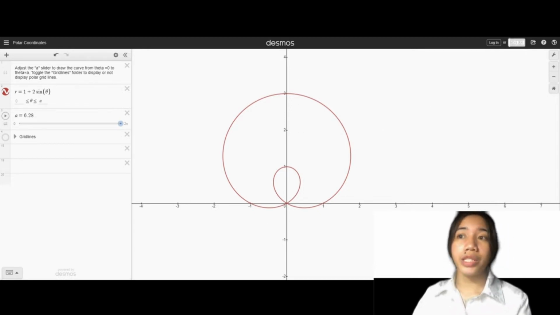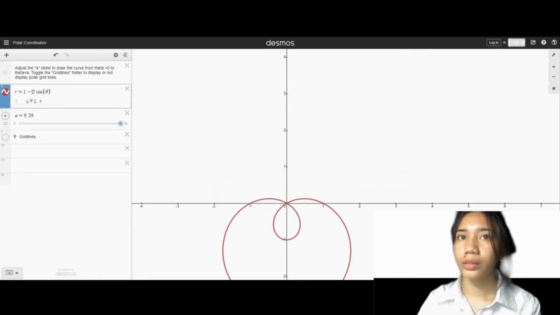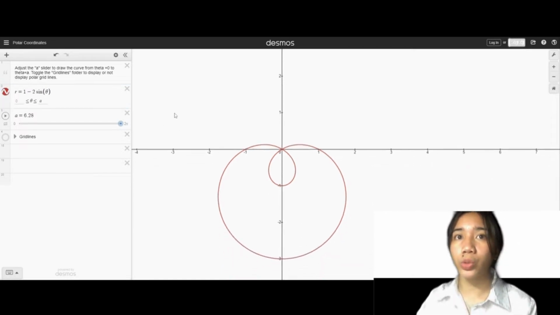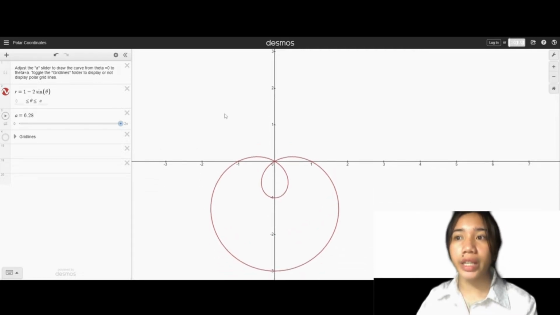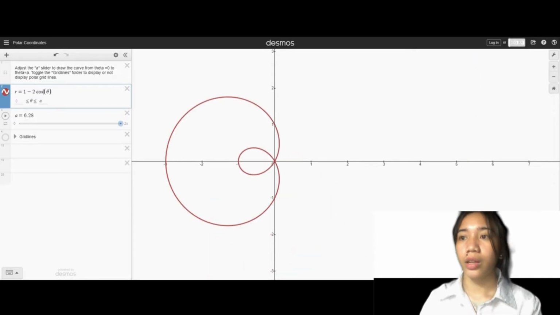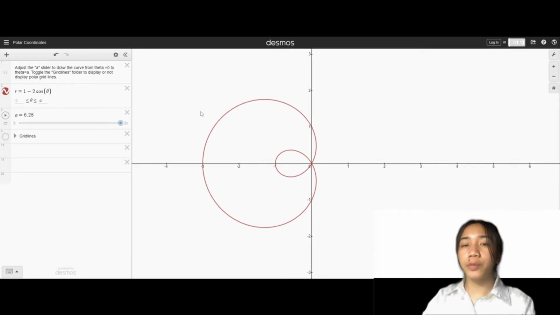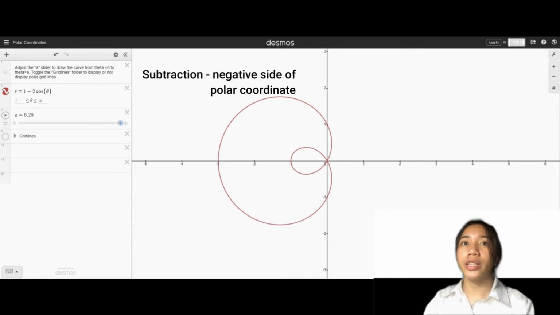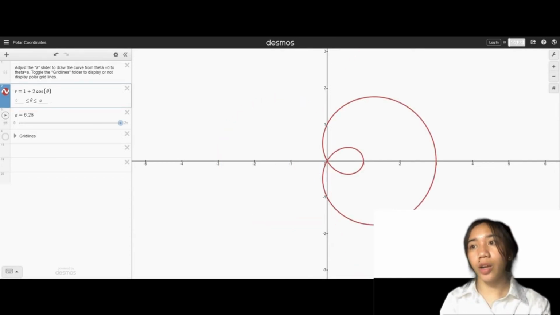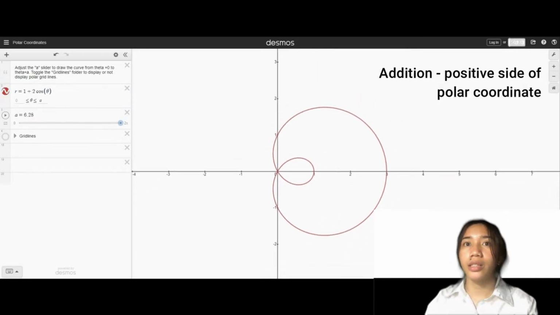But what if we change our operation from addition to subtraction? So we now have 1 minus 2 sine theta. The only difference is that it flips vertically. But if we have cosine here, of course, it will just flip horizontally. Therefore, if we have a subtraction operation, the graph will be on the negative side of the polar coordinate. If we have an addition operation, of course, our graph will be on the positive part of the polar coordinate.